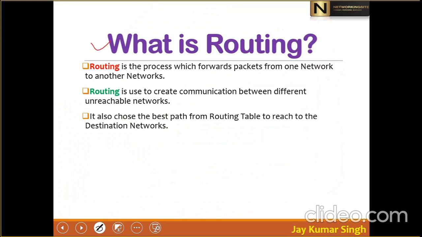What is routing? So routing is the process which forwards the packet from one network to another network. Secondly, routing is used to create communication between two different unreachable networks, and routing is also helping us to find the best path to reach from source to destination.